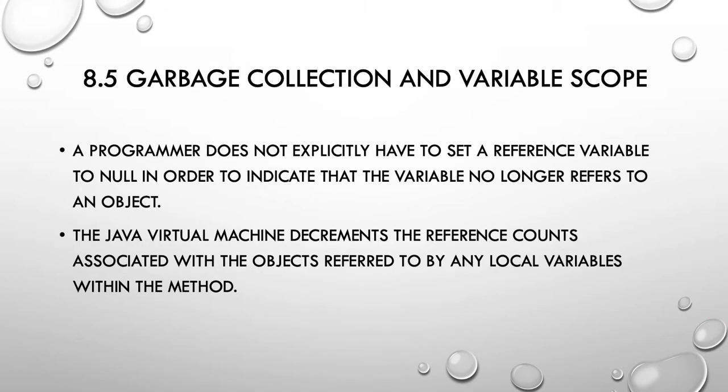And 8.5 lastly is garbage collection and variable scope. This is where the programmer does not explicitly have to reference a variable to indicate that the variable no longer refers to an object. Okay. So the Java program will automatically nullify the reference for the whole entire program. And yeah.